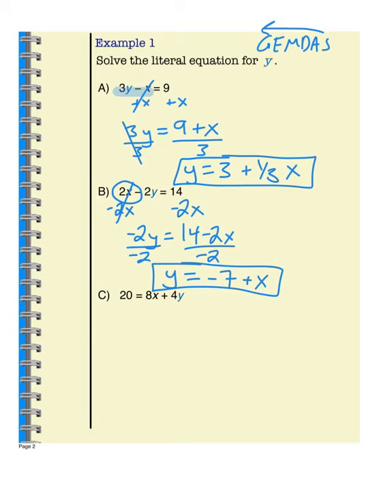All right, I encourage you to pause the video at this time and see if you can do C by yourself, and then check it to see if you got the right answer. I'm going to go ahead and solve for C now.